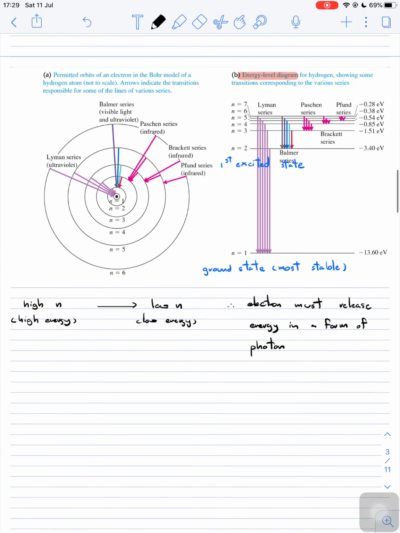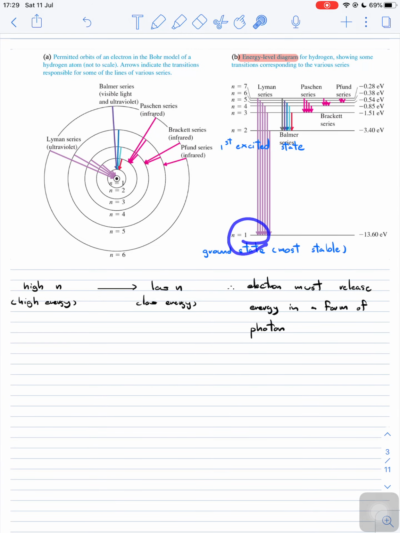But on the other hand, if the electron is initially at n equal to 1, which has energy equal to negative 13.606 electron volts, and now the electron wants to move to n equal to 2, which has the higher energy, it means the electron must absorb energy equal to the difference between these two values.